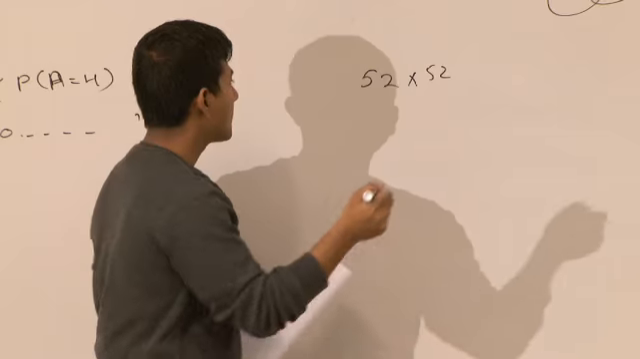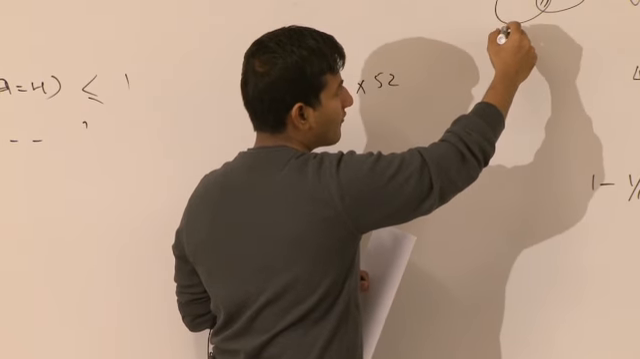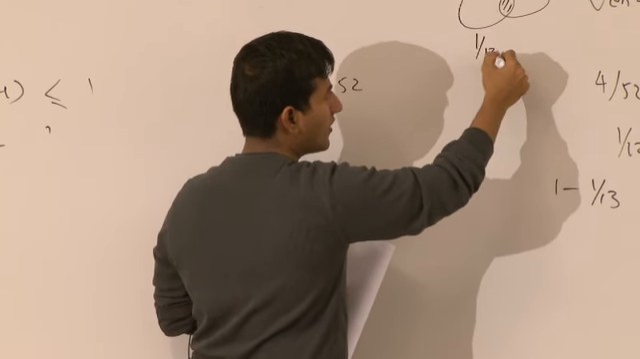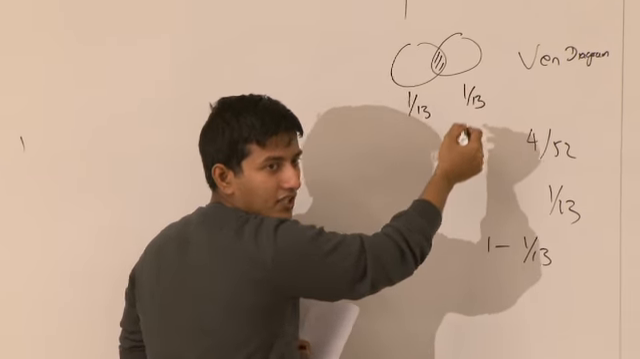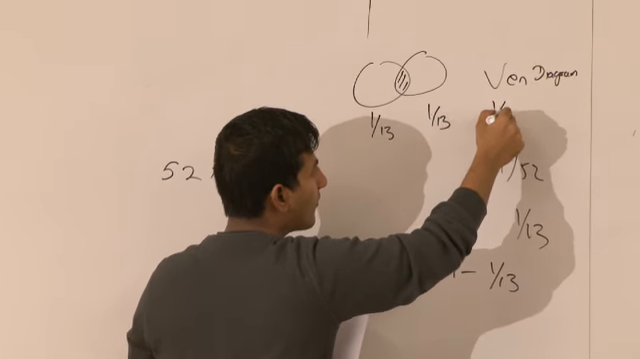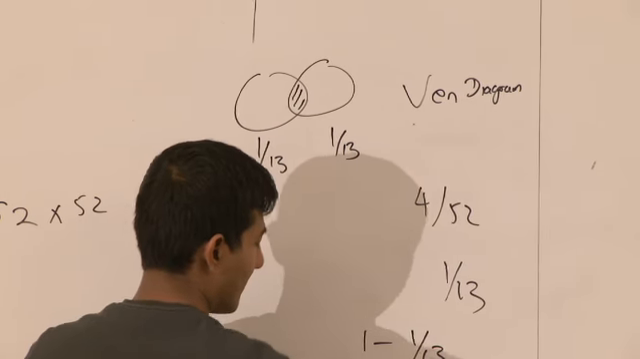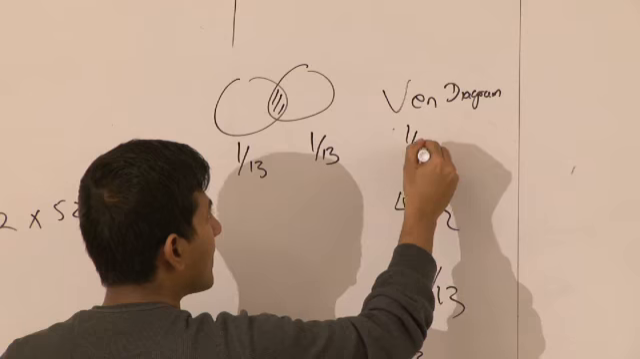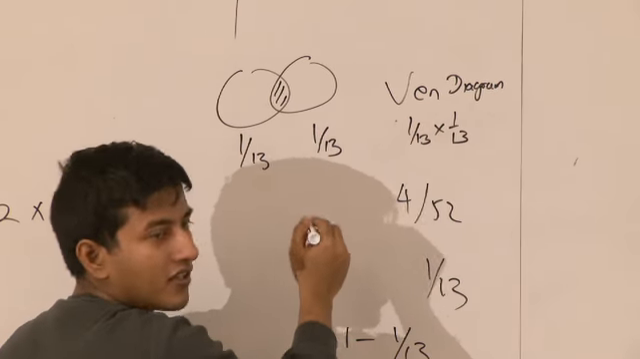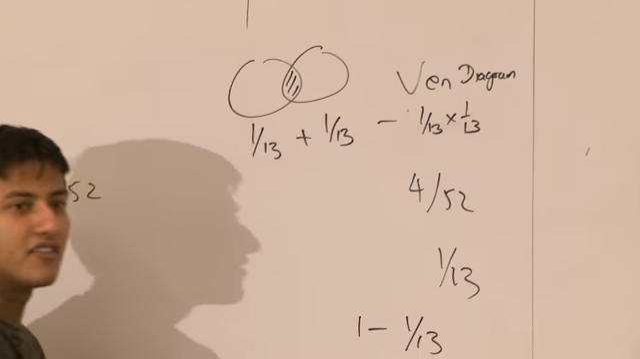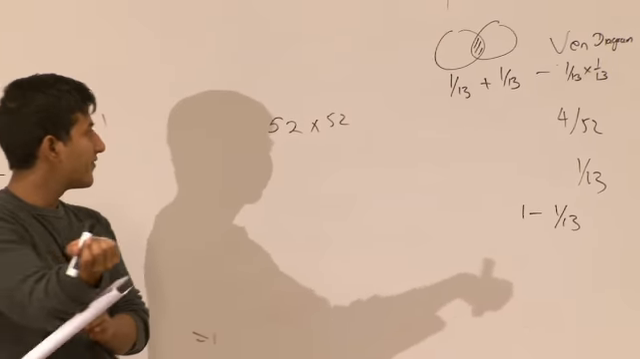So getting an ace from the first deck is 1 over 13. Second deck, 1 over 13. Getting from both is 1 over 13 by 1 over 13. You deduct it.